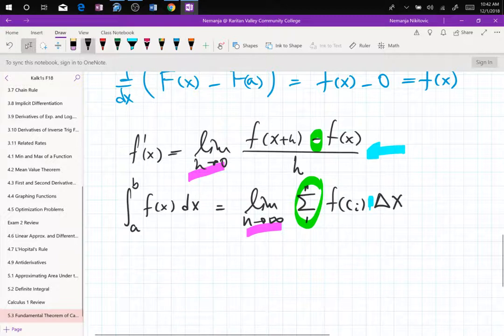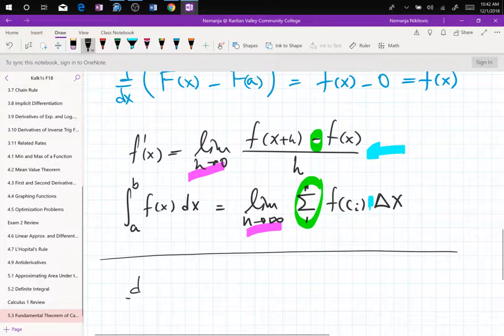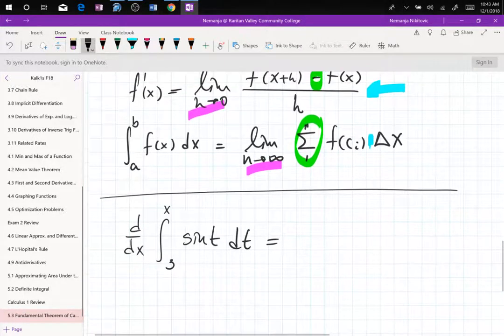Good. So now, what is the derivative of the integral from 3 to x of sine t dt? That is a 3, right? There is a 3.